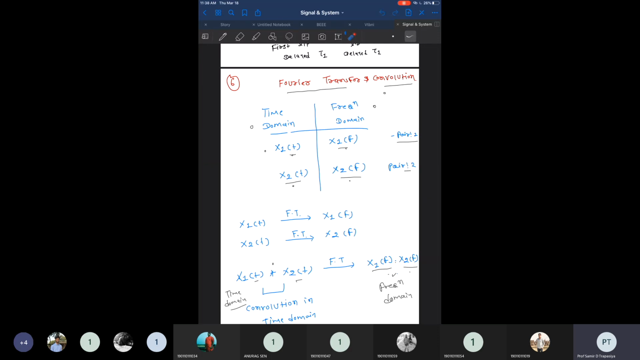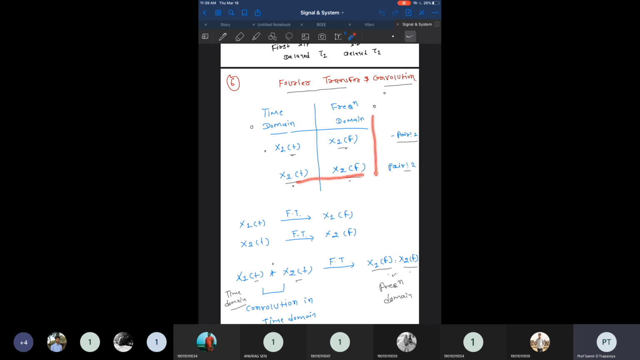So here, if there is one signal x1 of t and its frequency domain version is x1 of f, and there is another time domain signal x2 of t and its frequency domain version is x2 of f, so we have two pairs over here. Pair 1 is the time domain signal and frequency domain signal x1 of t and x1 of f, and consecutively the other pair is the time domain version x2 of t and the frequency domain version x2 of f.